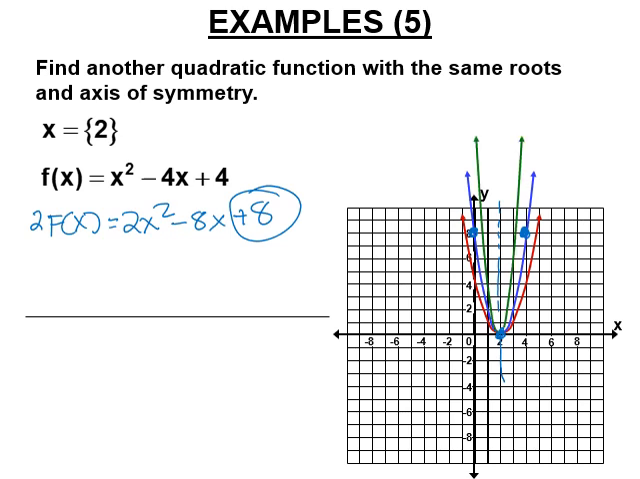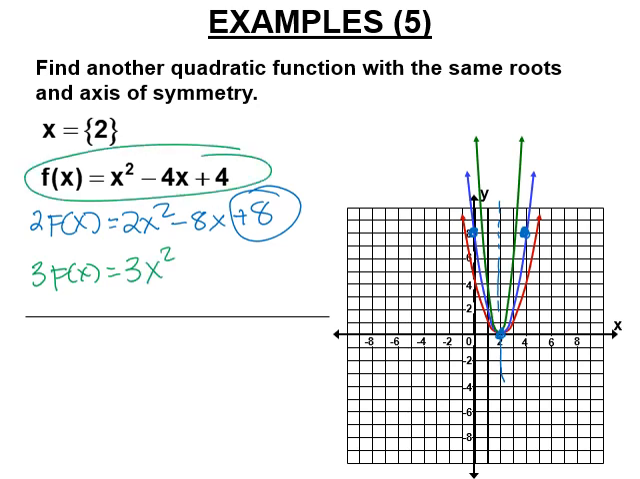The green one here is if I multiplied by 3 and did 3f of x. You would get 3x squared minus 12x plus 12, multiplying the original one by 3. The y-intercept now is going to be up at (0, 12). And notice it gets even skinnier.